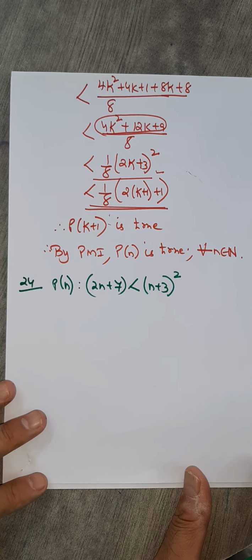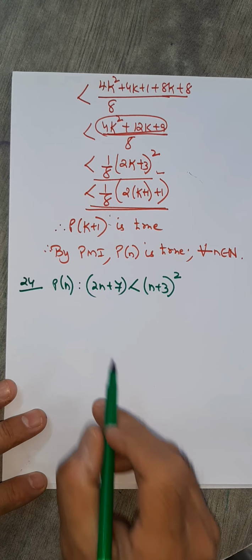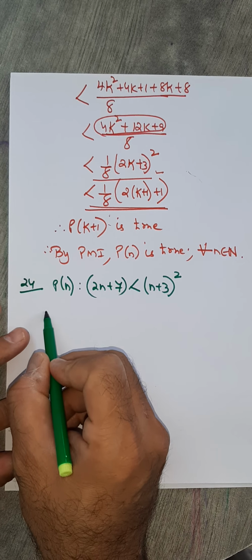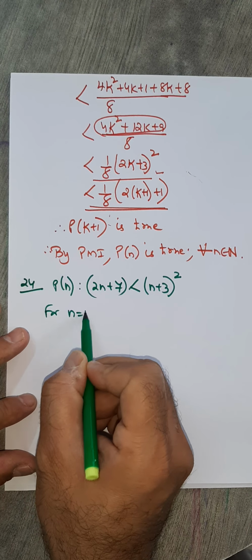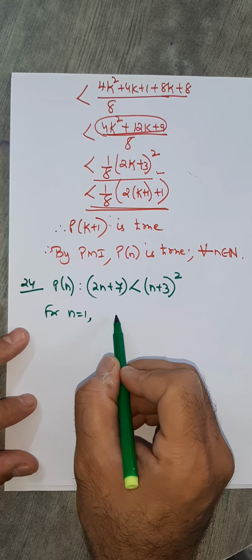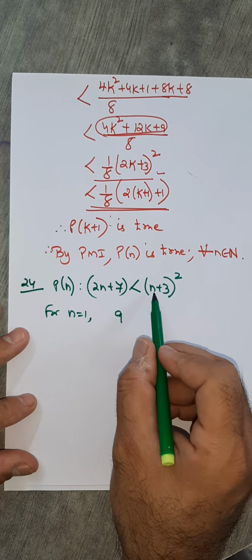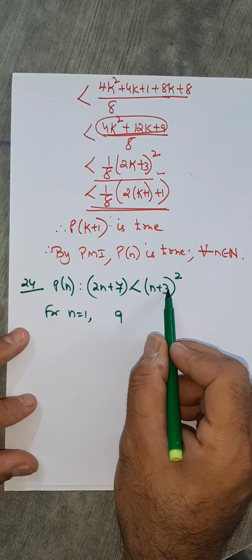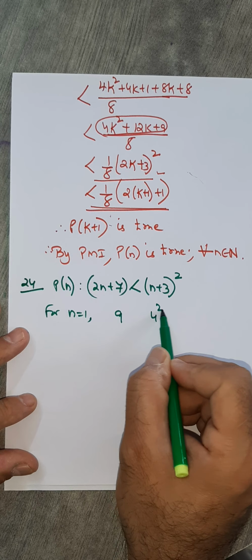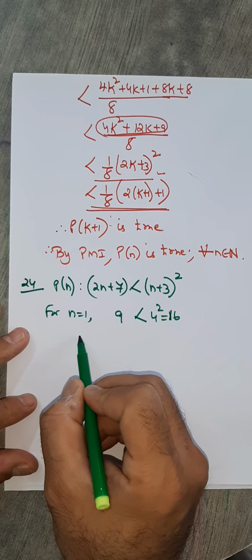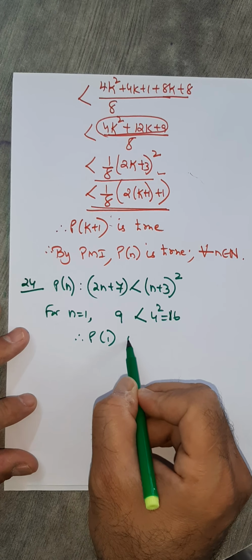One more inequality question, 24th number. 2n plus 7 is less than n plus 3 whole square. So for n equals 1 here, what is left hand side? 2 plus 7, which is 9. What about this? 1 plus 3, 4 square, which is 16, and it is obviously bigger than 9. So therefore, P of 1 is true.